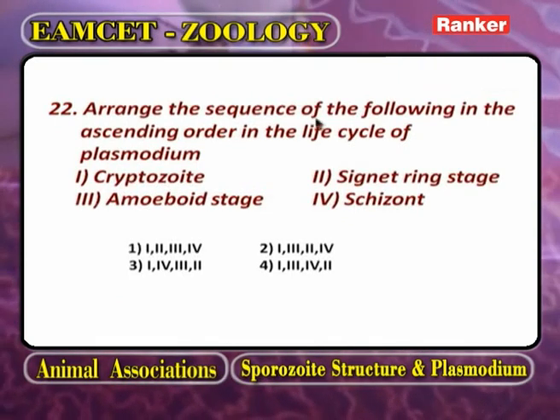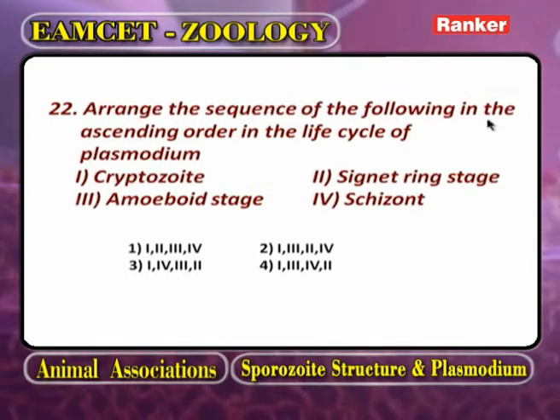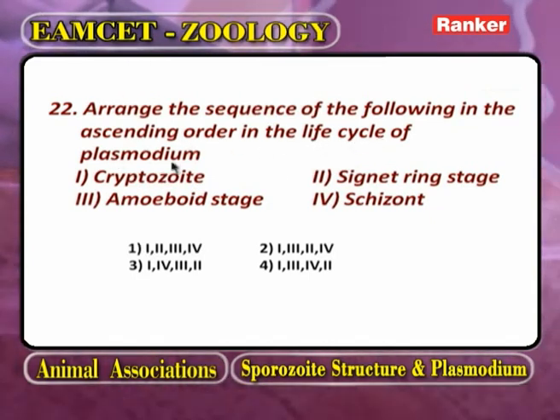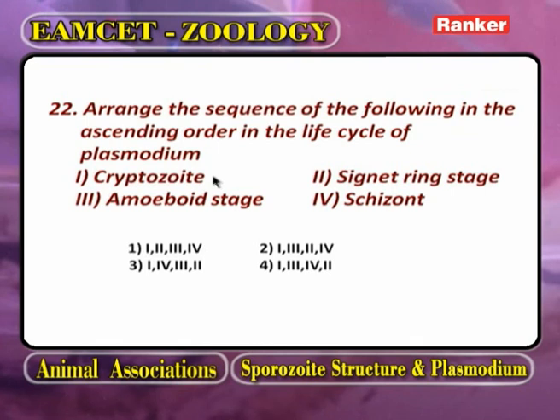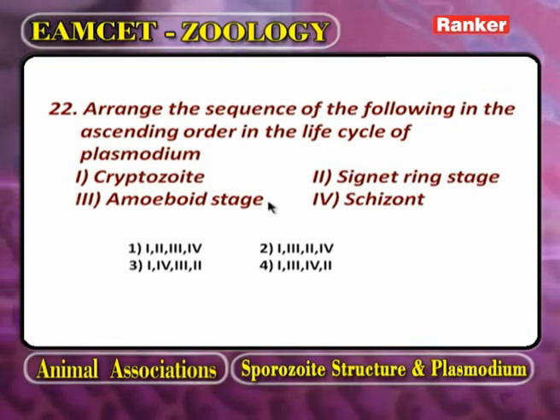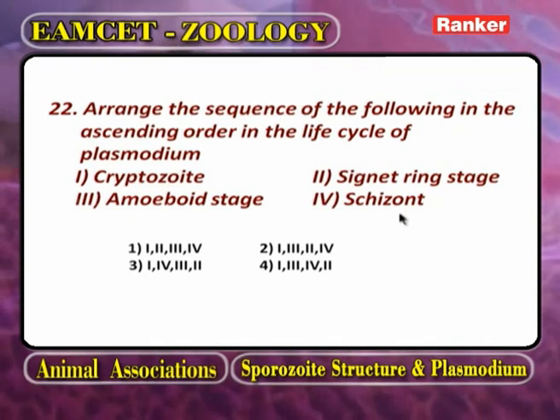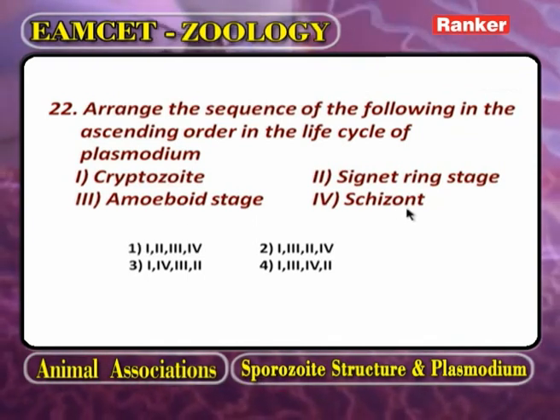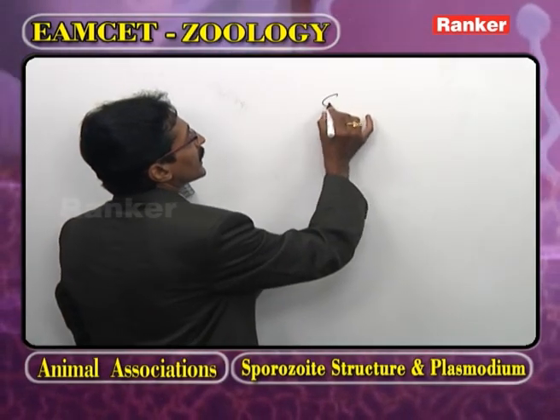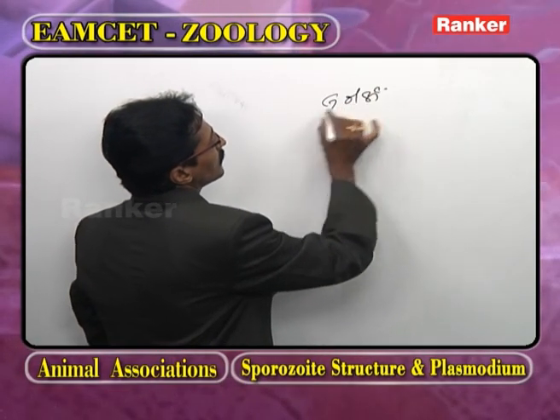Arrange the following in ascending order in the life cycle of Plasmodium. Now, what are the stages given? One we call the cryptozoite. The second one we call the signet ring stage. The third one we call the amoeboid stage. And the fourth one we call the schizont. Now based on this information, we get one idea, that is the Golgi cycle.